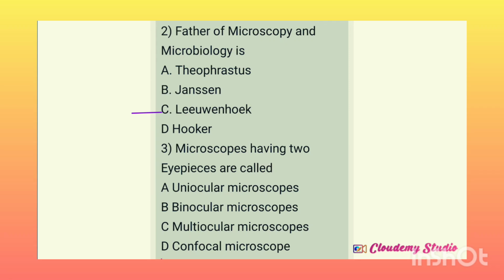Next MCQ: microscopes having two eyepieces are called option A uniocular microscope, B binocular microscope, C multiocular microscope, and D confocal microscope. The answer to this MCQ is binocular microscope. We know that the eyepiece is also called the ocular. Uniocular means a microscope having a single eyepiece. Binocular means a microscope having two eyepieces, multi means having many, and confocal microscopy is one of the types of advanced phase contrast microscopy.